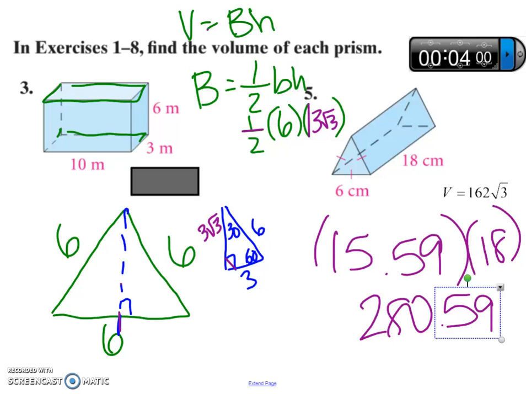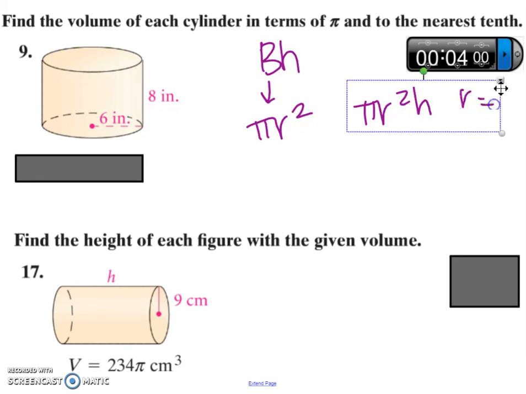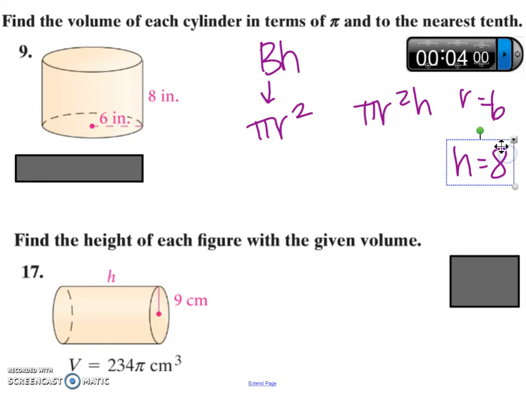So, moving on, the volume of a cylinder. Our formula is the same, still big B times H. And this time our big B is pi r squared. So sometimes I like to just think about it as pi r squared h. So my radius here is 6, and h is 8. Go ahead and do this one in terms of pi and to the nearest tenth.